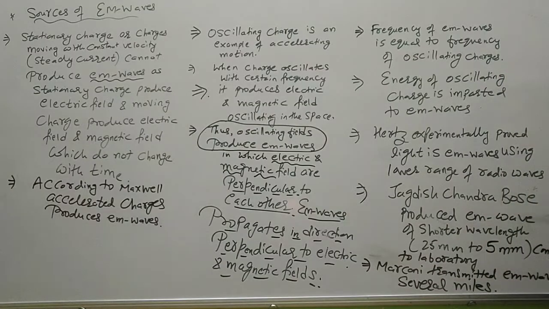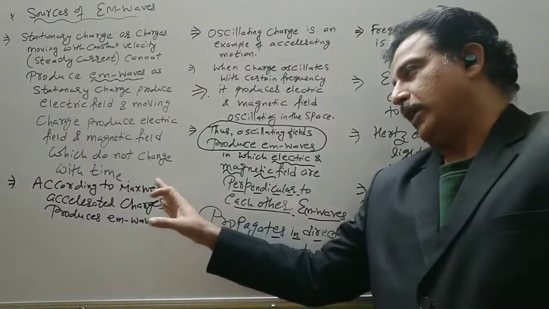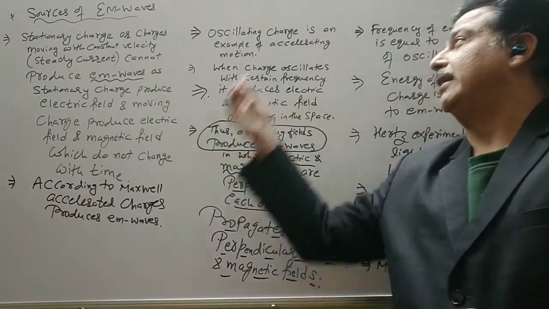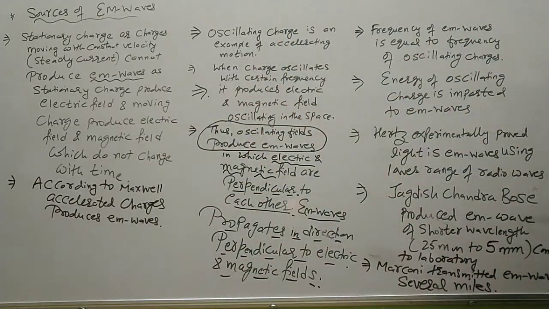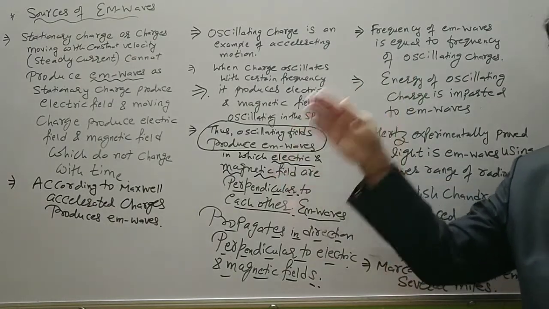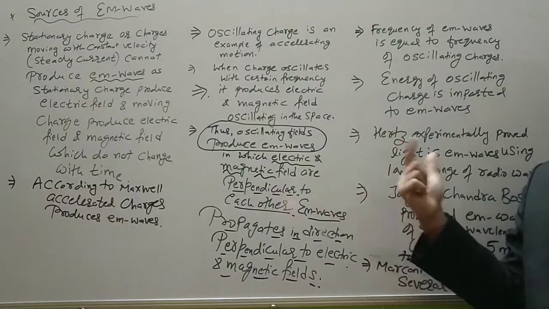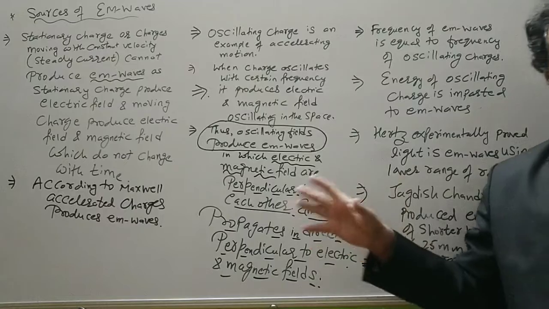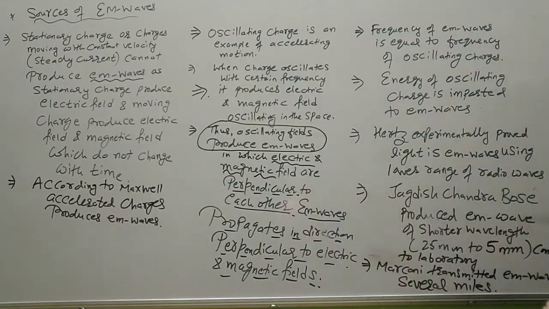So the basic thing we have to remember is, according to Maxwell, an accelerated charge will produce electromagnetic waves. We take the example of an oscillatory charge, because an oscillatory charge is considered to be an accelerated motion, and when this charge oscillates with a certain frequency, it will produce an oscillatory electric field and an oscillating magnetic field. These fields are perpendicular to each other and the direction of propagation is perpendicular to the electric and the magnetic field. Now what is the frequency of EM waves?